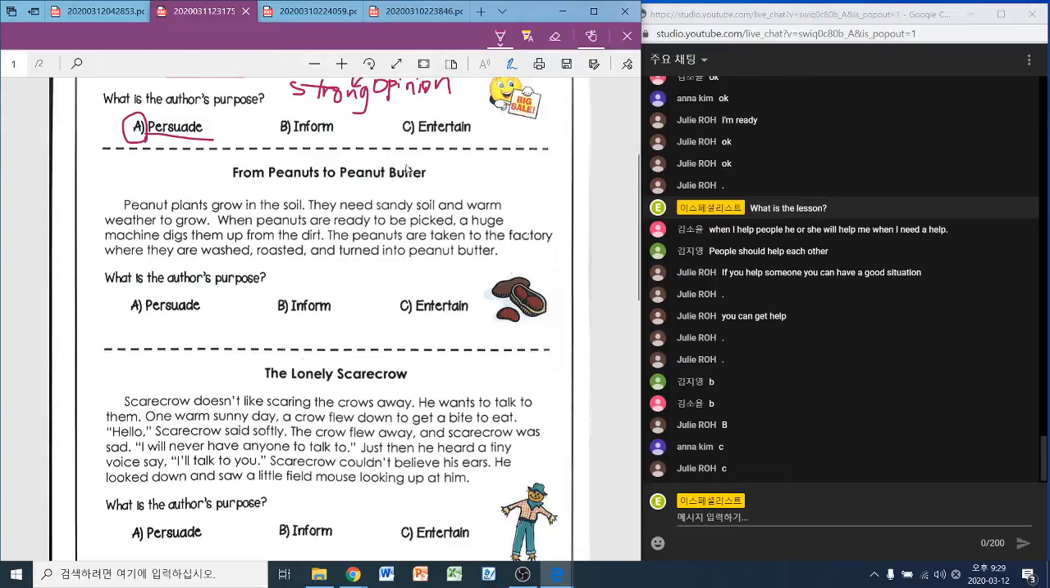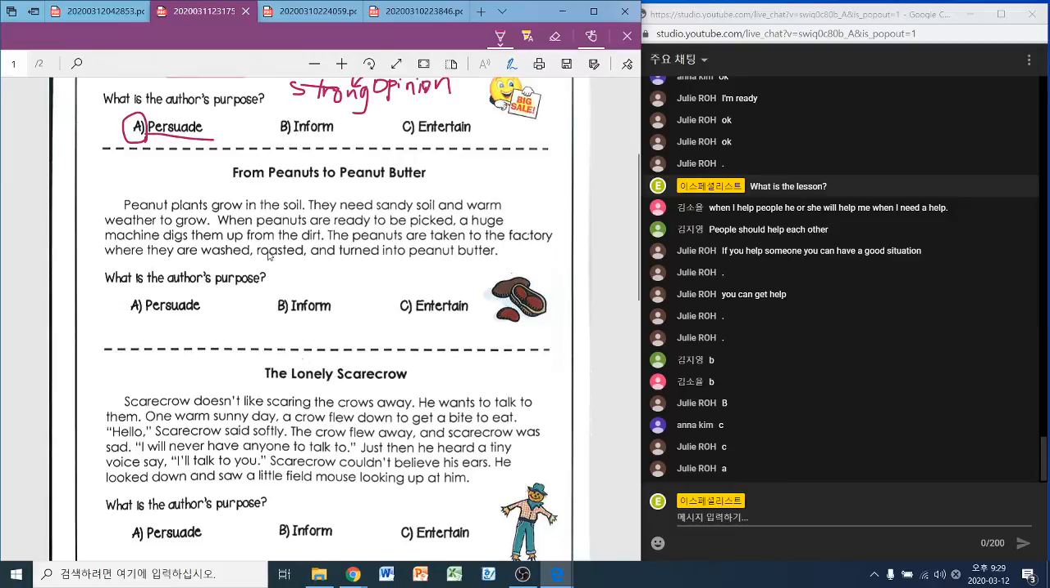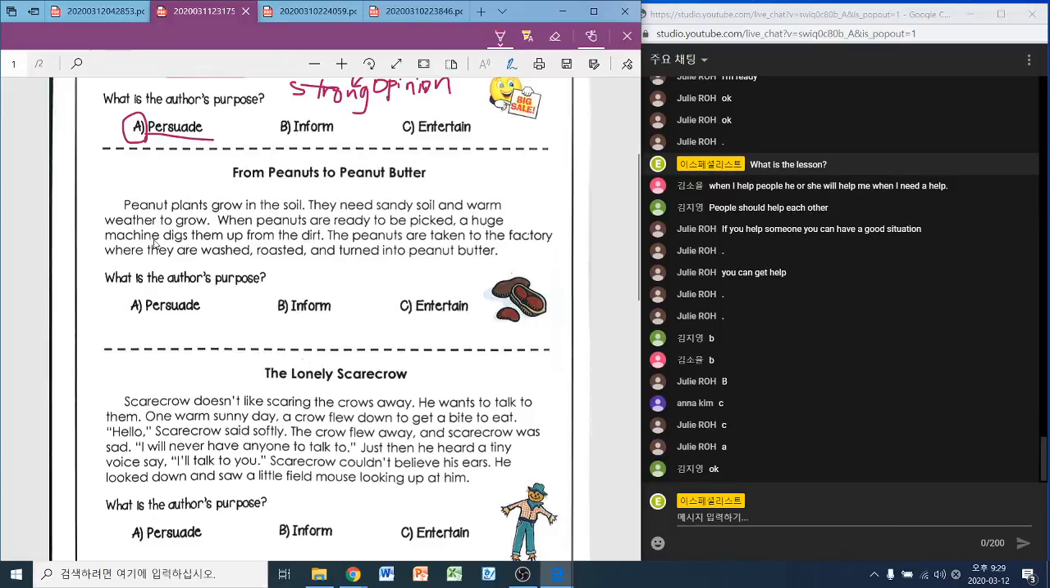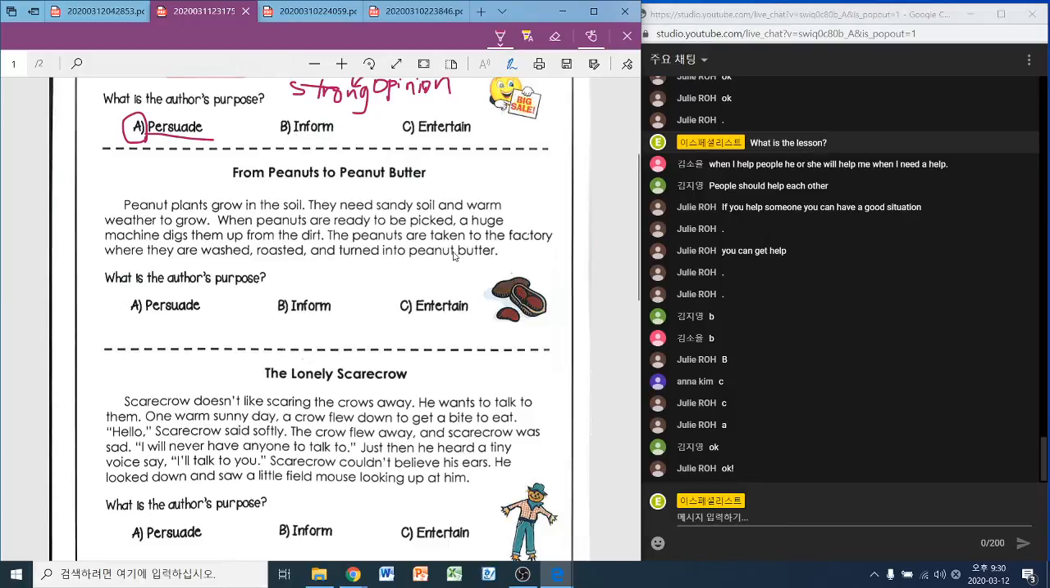From peanuts to peanut butter. Are you ready? Okay, from peanuts to peanut butter. Peanut plants grow in the soil. They need sandy soil and warm weather to grow. When peanuts are ready to be picked, a huge machine digs them up from the dirt. The peanuts are taken to the factory where they are washed, roasted, and turned into peanut butter. What is the author's purpose of this writing? A, B, or C?